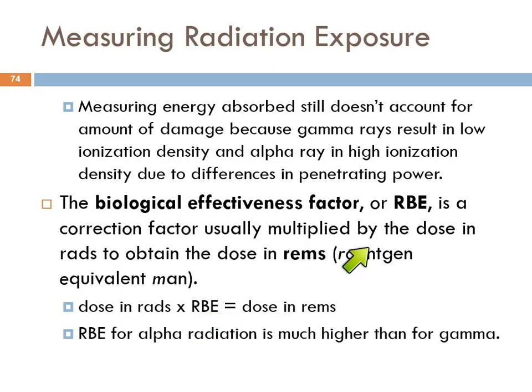So rem is Röntgen Equivalent Man. This is correcting the energy for the kind of damage that it causes in humans. So different types of radiation are going to have a different RBE. The RBE for alpha radiation is going to be much higher than for gamma because it causes a more dense deposit of energy in the tissue than a gamma ray does. And thankfully, we're not going to do any calculations with all those units.